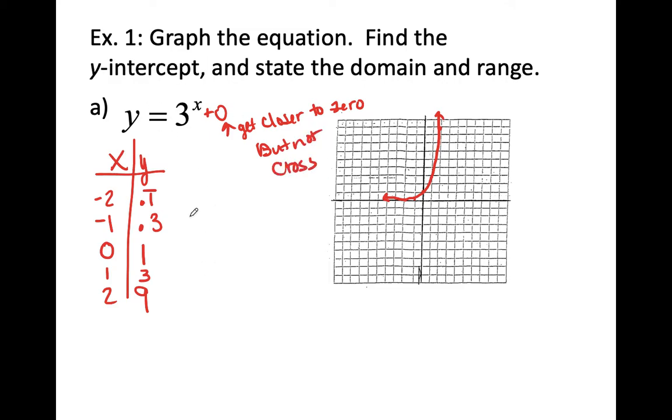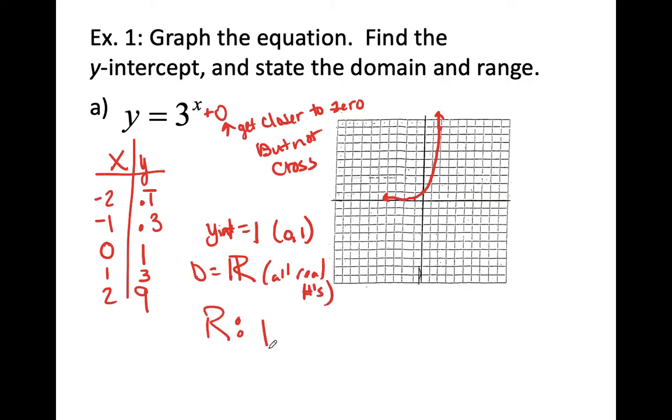Okay, so now they want us to state the y-intercept. The y-intercept is 1. You can also write (0, 1). Your domain is all real numbers. Now you can either write this or you can write out "all real numbers." And then your range, you have to have all real numbers.